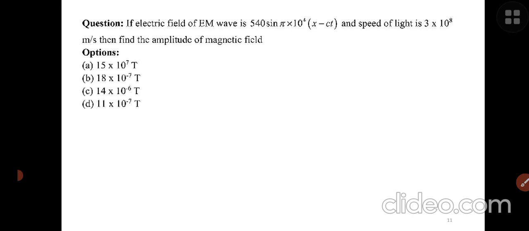If the electric field of an EM wave is 540 sin pi 10 to the power 3 of (x minus ct), and the speed of light is 3 into 10 to the power 8 meter per second, then find the amplitude of the magnetic field. Four options are given. Let's go for the answer.